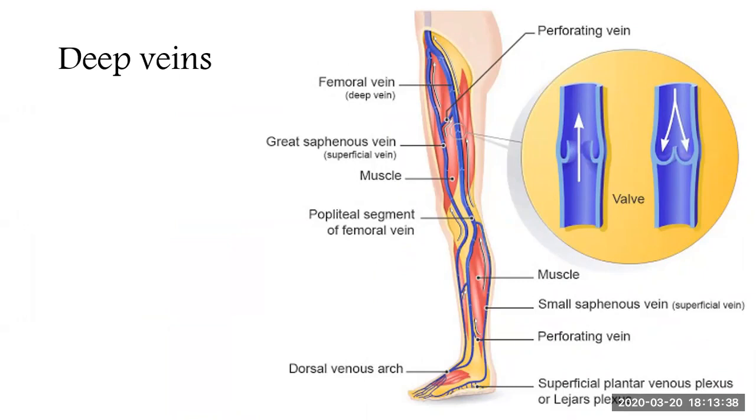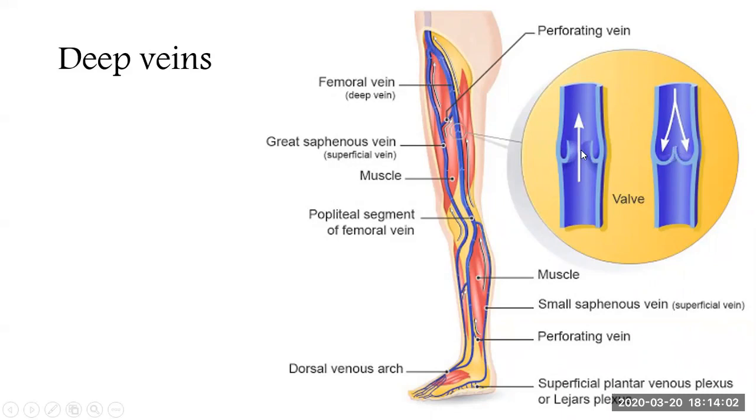These join together to form the popliteal vein, which ascends upwards, and it becomes the superficial femoral vein in the thigh, which ascends upwards to near the groin, where it joins the deep femoral vein to form the common femoral vein. These deep veins possess valves.